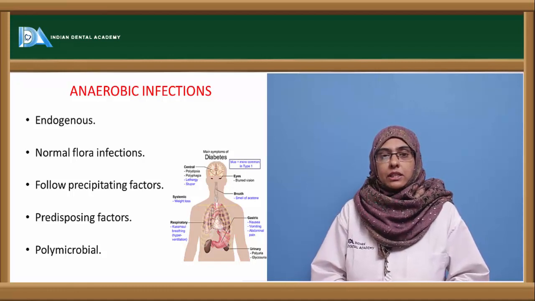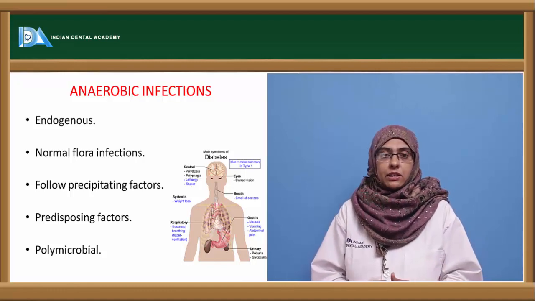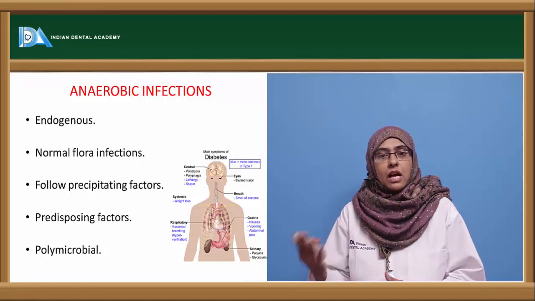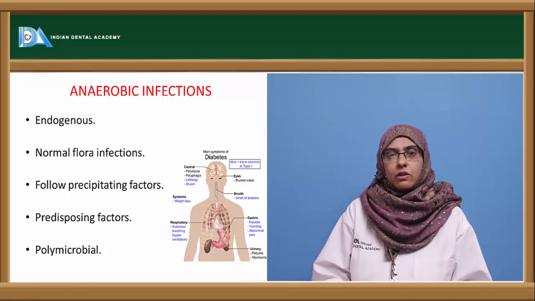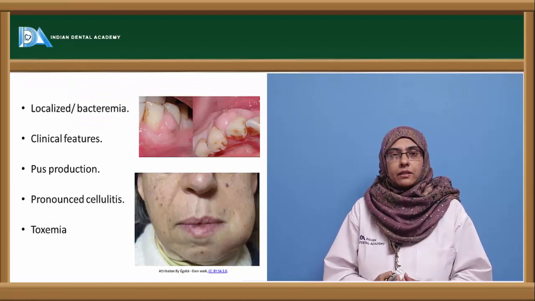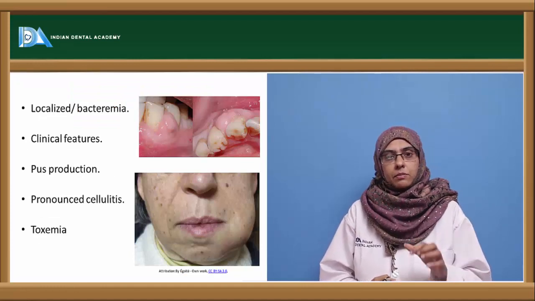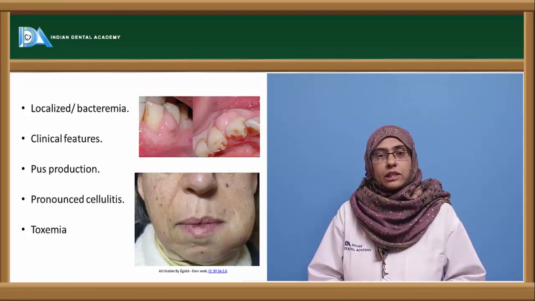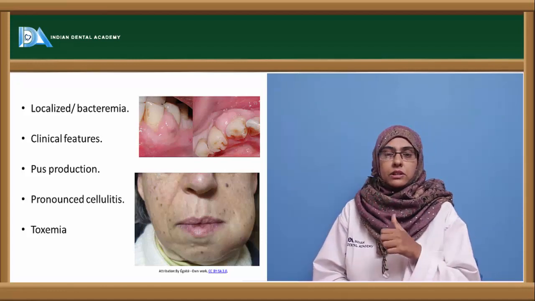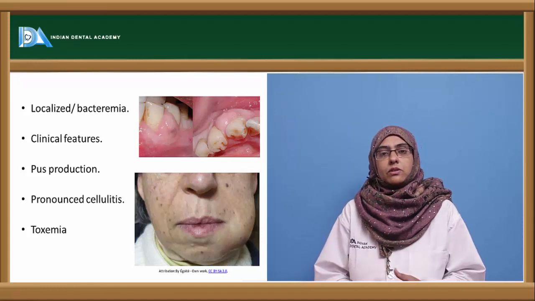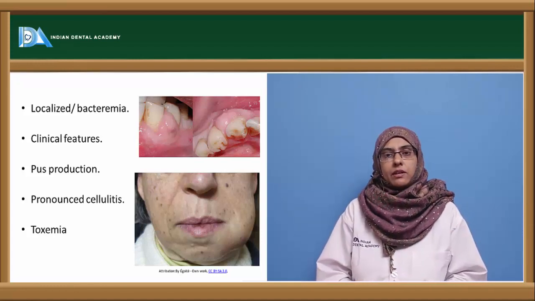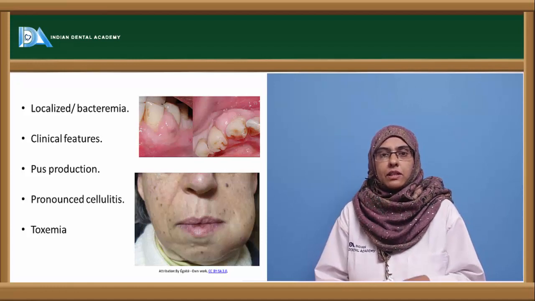And these organisms singly cannot initiate an infection. They are usually polymicrobial infections. They are associated with other groups of organisms and cause the infection. The presence of these organisms in a particular area causing infection is a localized infection, and if the organism enters the blood and causes infection of other organs, it is called bacteremia. So they can cause both localized as well as systemic infection, depending upon whether they are there in the blood or not.